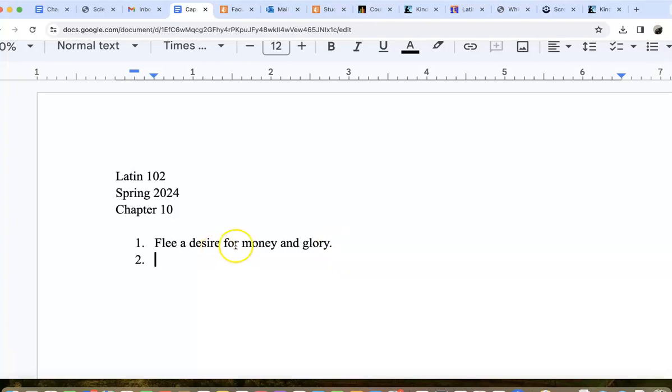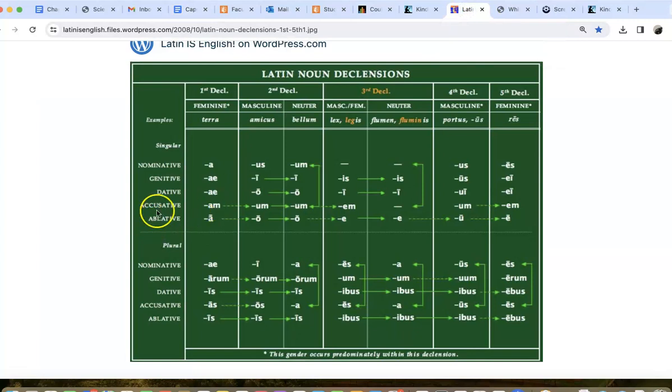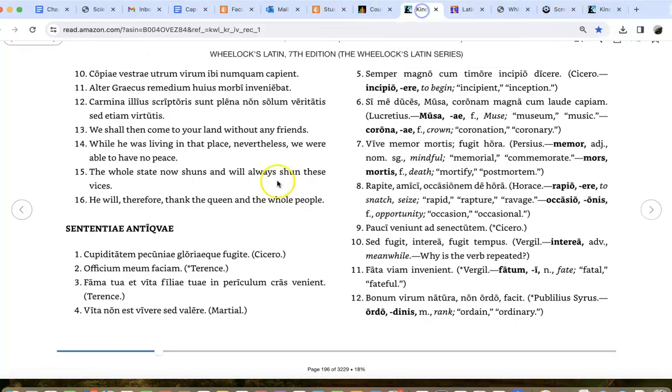All right, so that one's pretty straightforward, although it does remind us that the dative is to or for whom something is done. So if we use the preposition for, we're going to need the dative. So again, pecuniaeque, gloriaeque. And then we mentioned earlier that Cupid, or desire in this case, is in the accusative, making it the direct object, because the verb in the second person plural imperative is fugite.